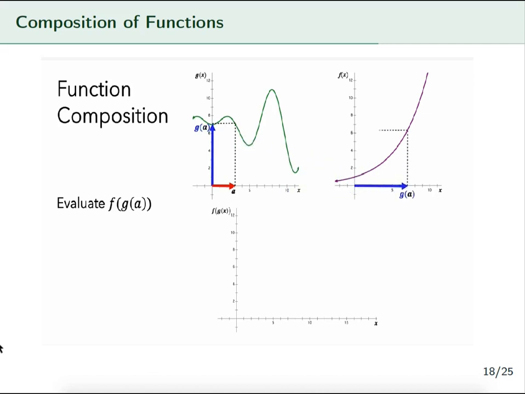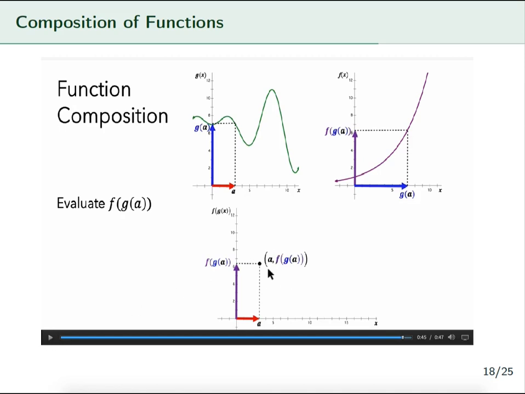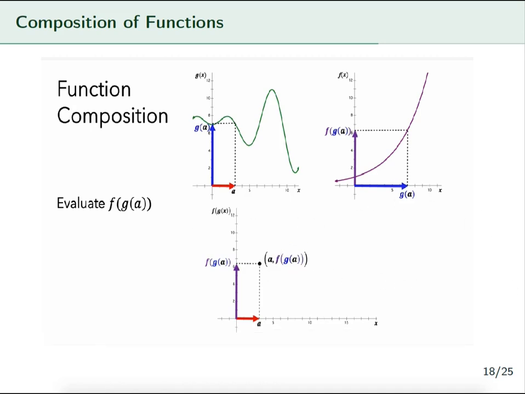Whatever that quantity is, we input it to the function f, and f of g of a is an output itself. So a comma f of g of a is the result of a composite function for a specific input a. And the collection of all those points will make up the composite function. This is just one quantity, but the collection of all these points will make the function.